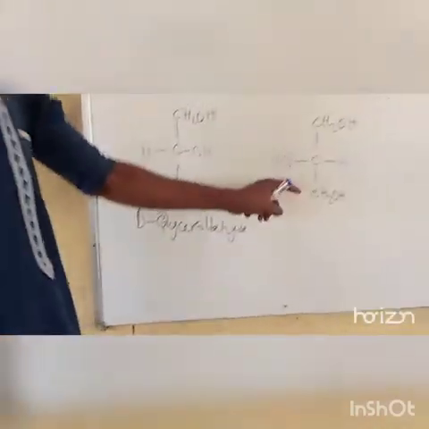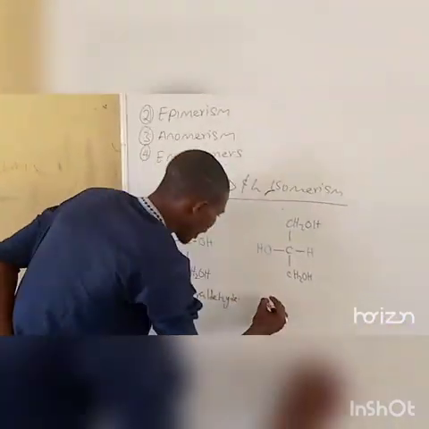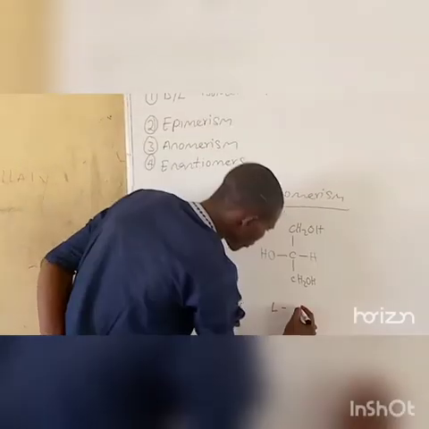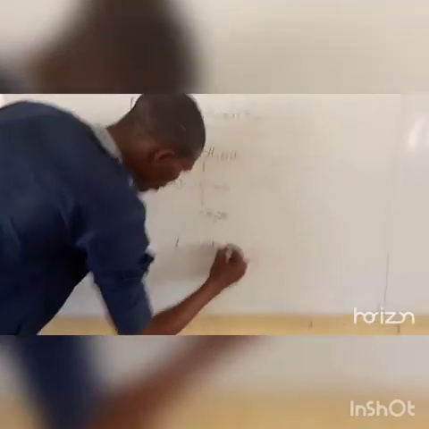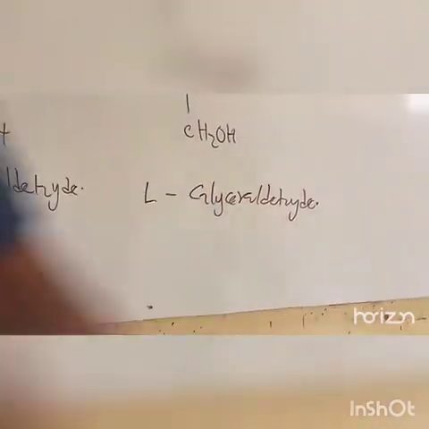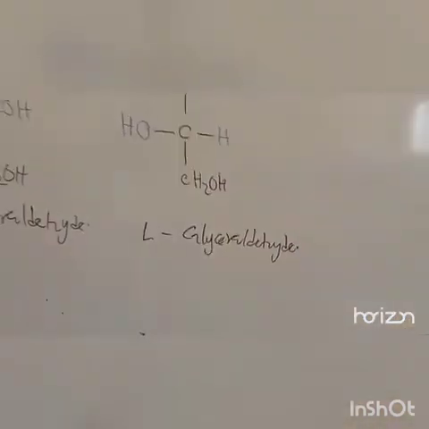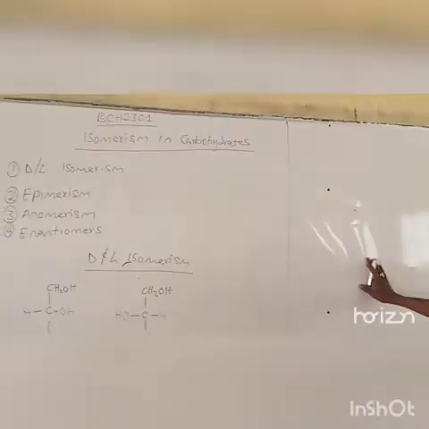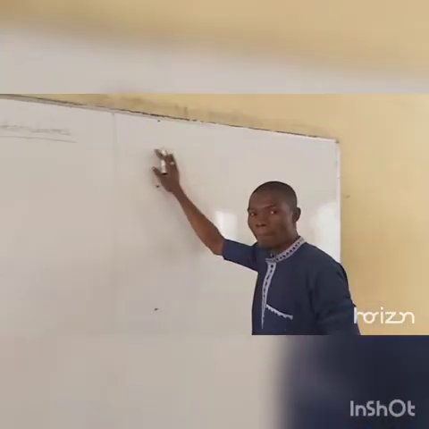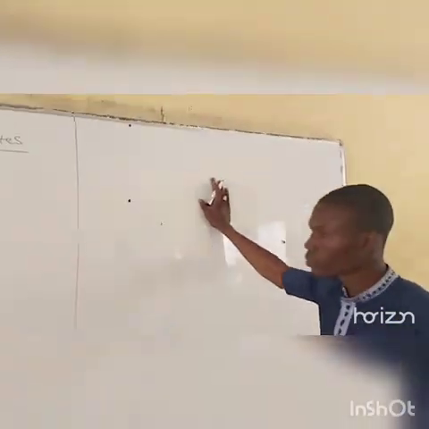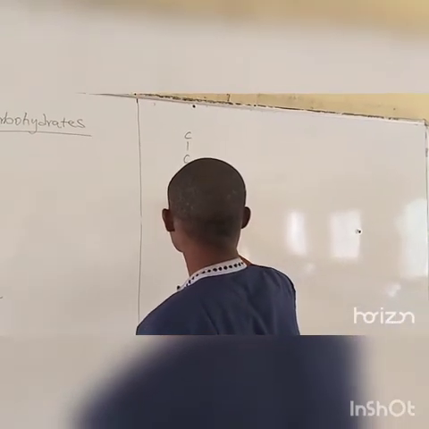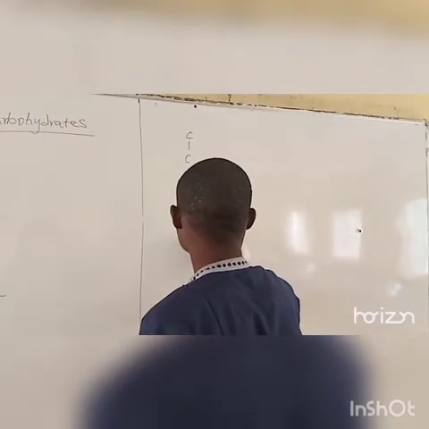While this one that is rotated left is called L, because it's a levo rotation, so we call it L-glyceraldehyde. Now let's look at one more example before we move to the next one, which is epimerism. Let's look at the most popular one, which is glucose. We have carbons 1, 2, 3, 4, 5, 6.